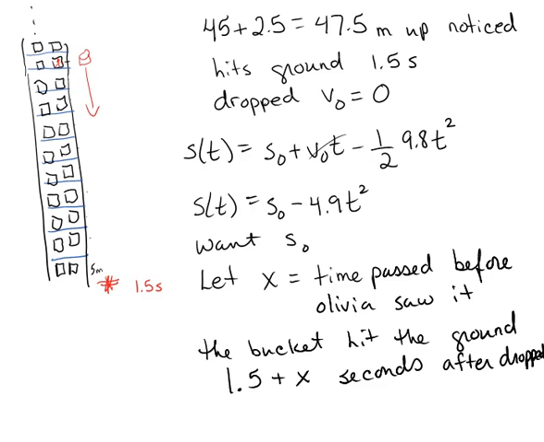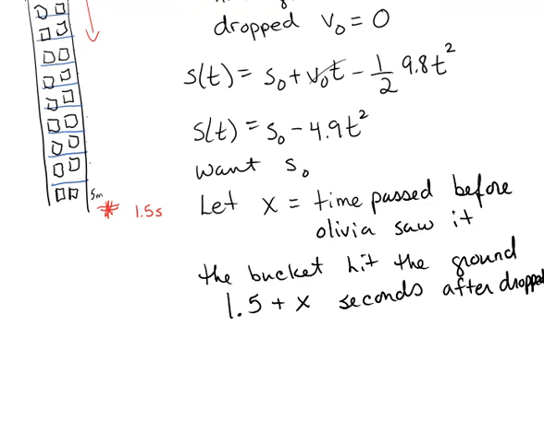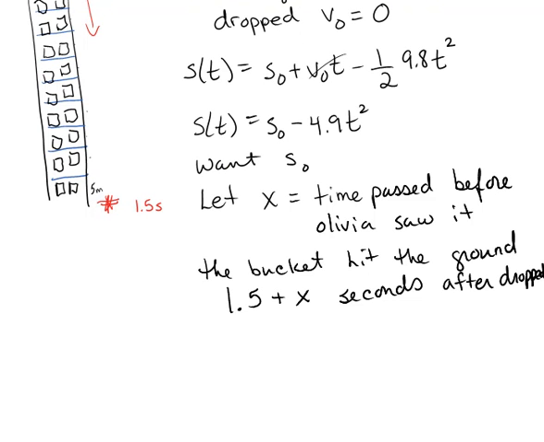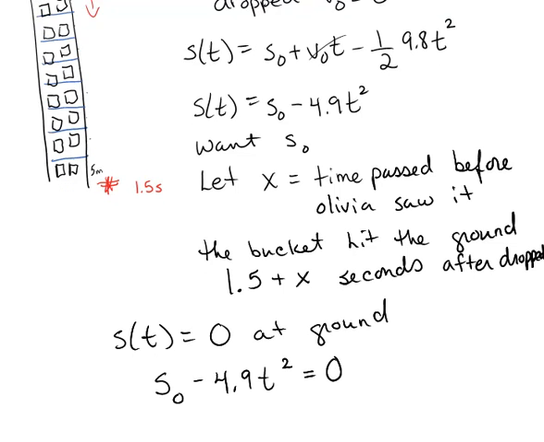Okay, and then let's see what else. So what do we know? Well, when it's dropped and it hits the ground, its position is going to be 0. So S of t equals 0 at the ground, right? So that means this equation that we have, S naught minus 4.9 t squared, will equal 0 at the moment that it hits the ground.